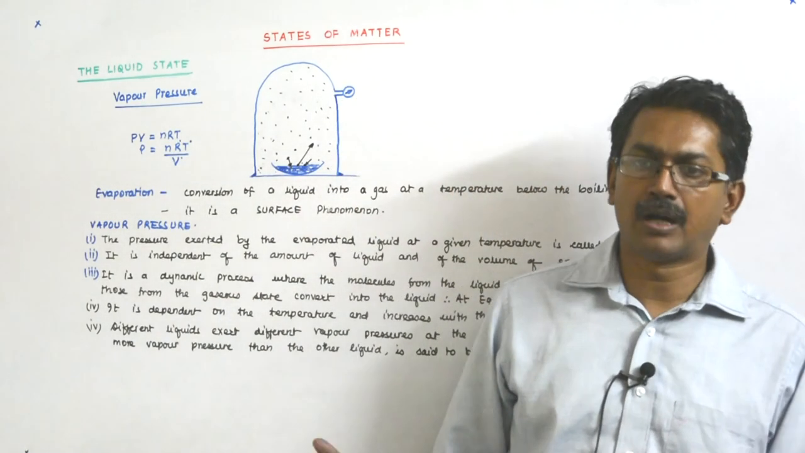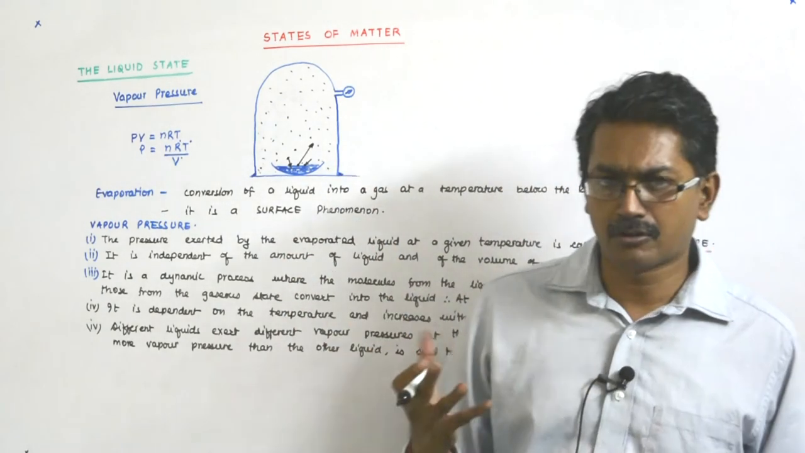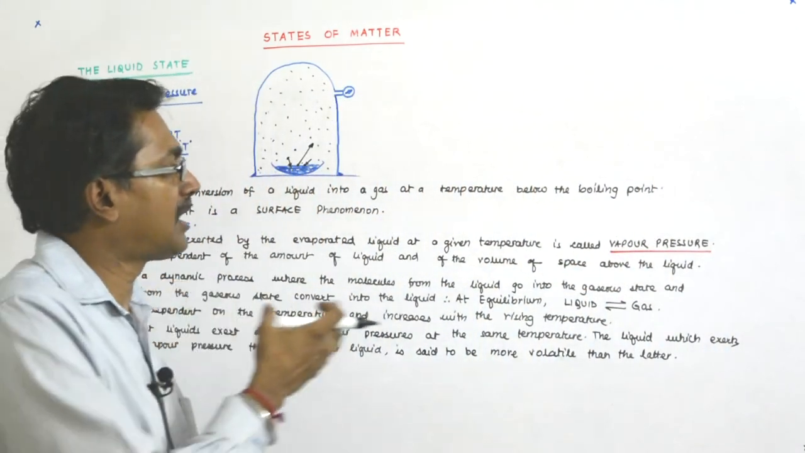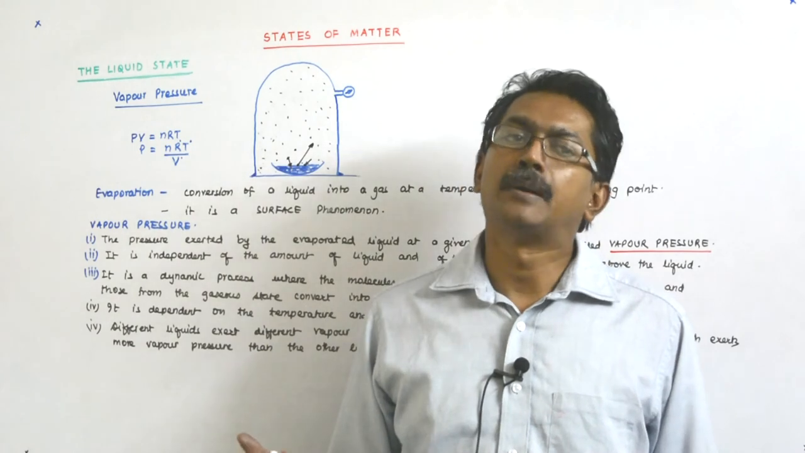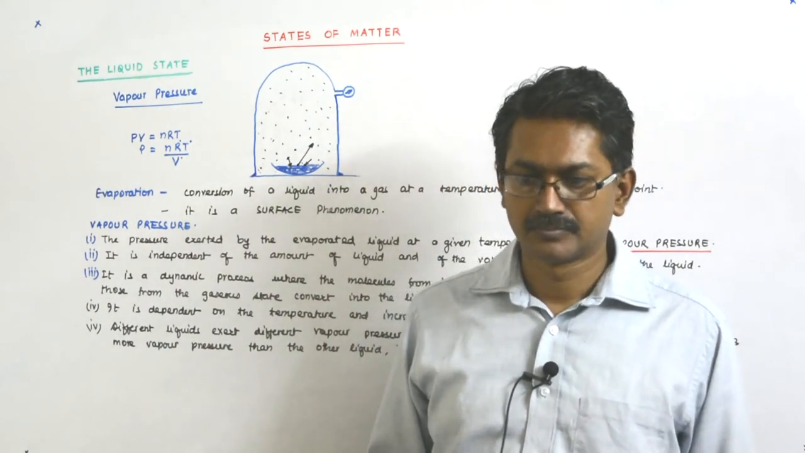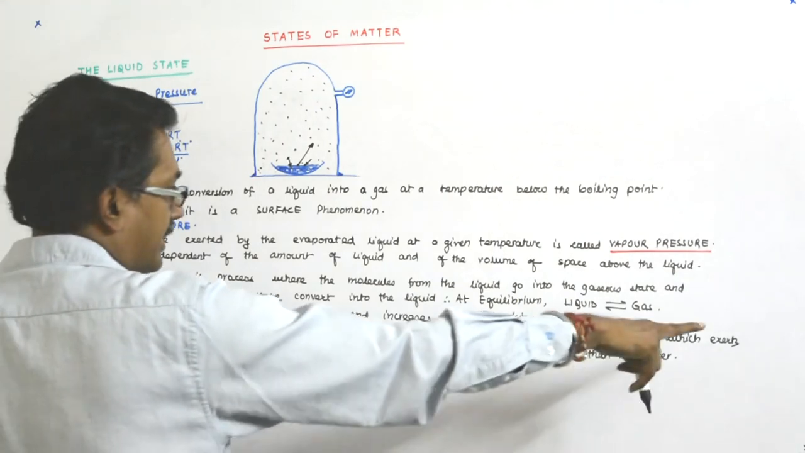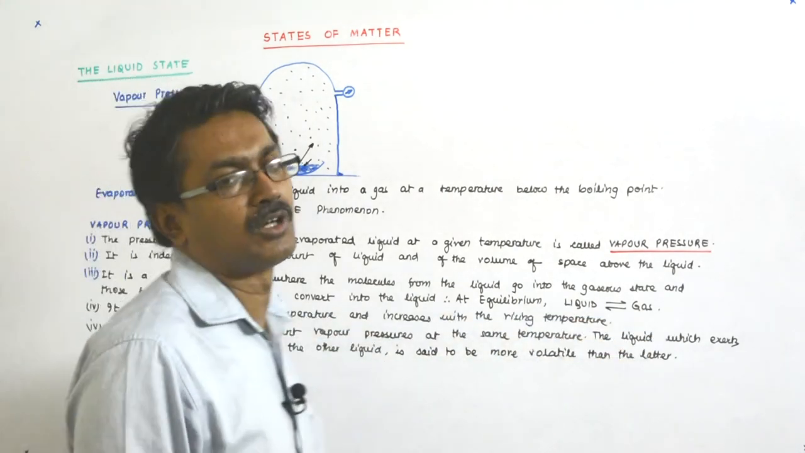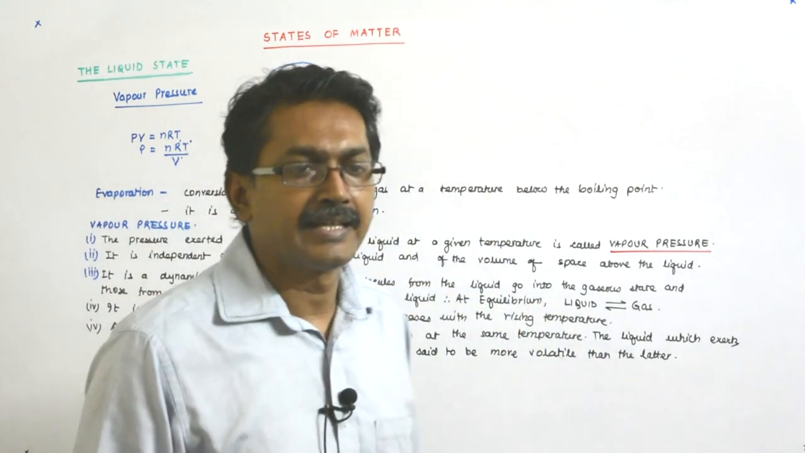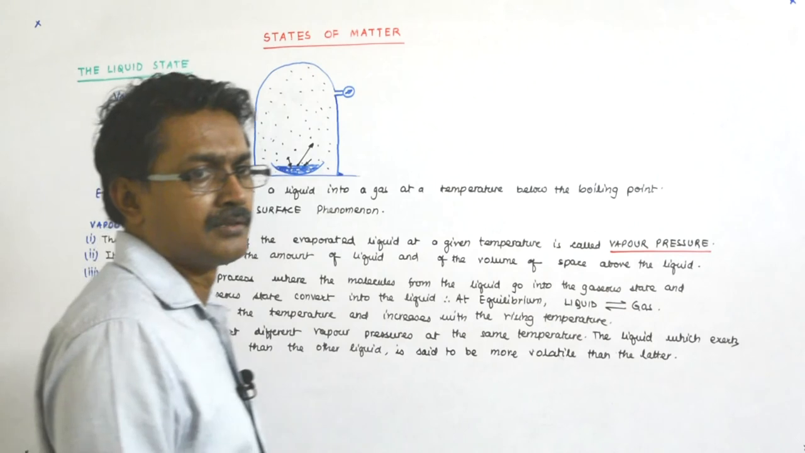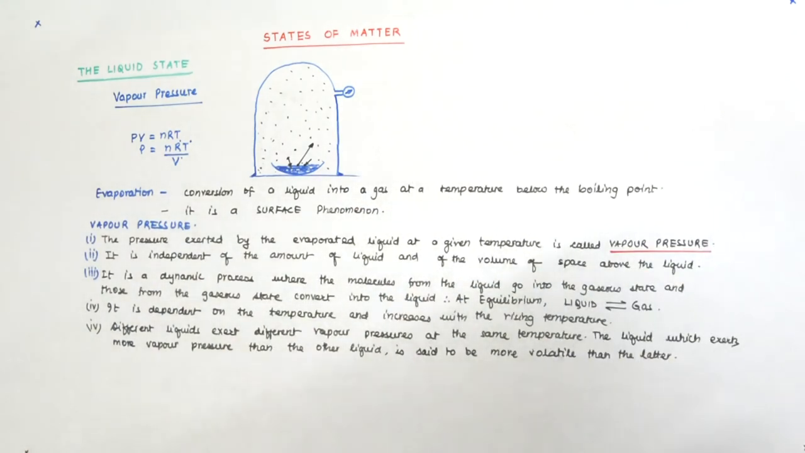So if you leave the same amount of perfume and water in identical petri dishes, you'll find that after some time the amount of alcohol or perfume that has evaporated is more than the amount of water that has evaporated. So its vapor pressure has to be more. At the same temperature, the liquid which exerts more vapor pressure than the other liquid is said to be more volatile than the other. If you look at the graphs, you can clearly see that some of the liquids, at the same temperature, will be exerting a higher vapor pressure. So they are more volatile. Correct? Fine.